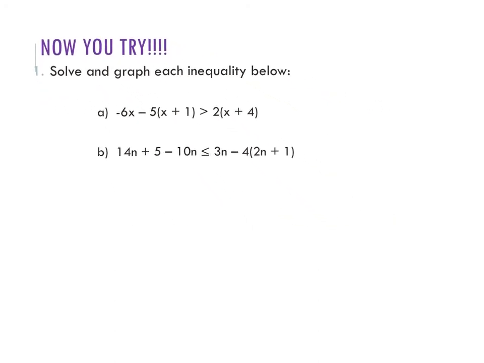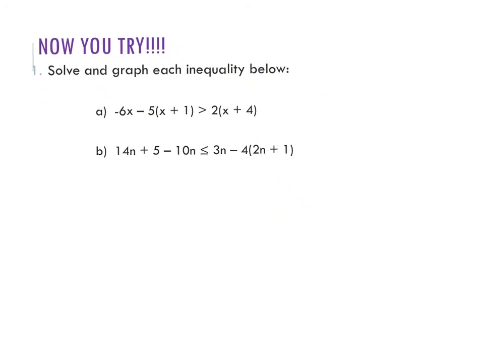So let's take a look at the first one. Notice here we actually have two sets of parentheses that we want to get rid of first. So we want to distribute that negative 5 to both of these to get rid of those parentheses, and we also want to distribute the 2 through as our first step. So we still have that negative 6x in front. We're going to keep that.